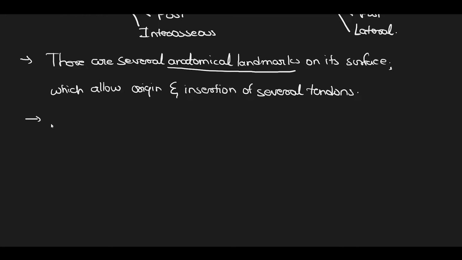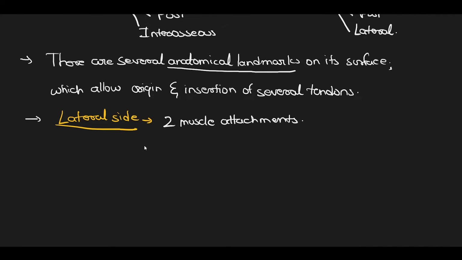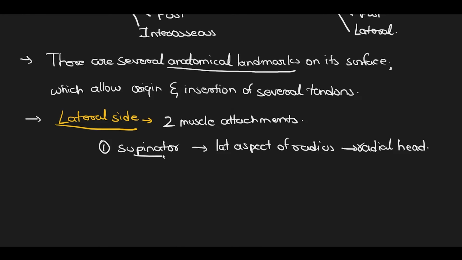Now let's discuss the sides of this shaft. Let's first discuss the lateral side. Okay, on the lateral side, the radius bone gives a site of attachment for two muscles. So what are these two muscles? The first one is the supinator muscle, which is present in the lateral aspect of the radius, and it attaches to the anatomical landmark, that is the radial head.